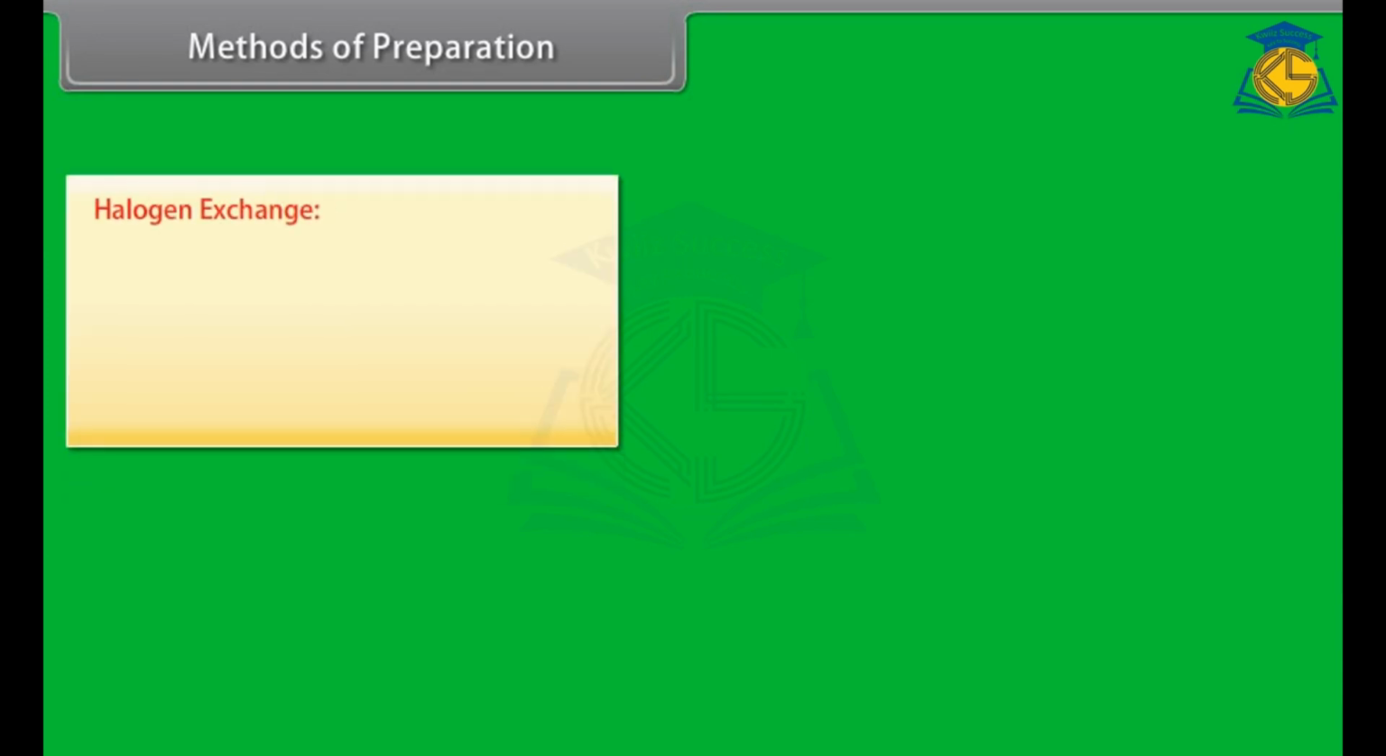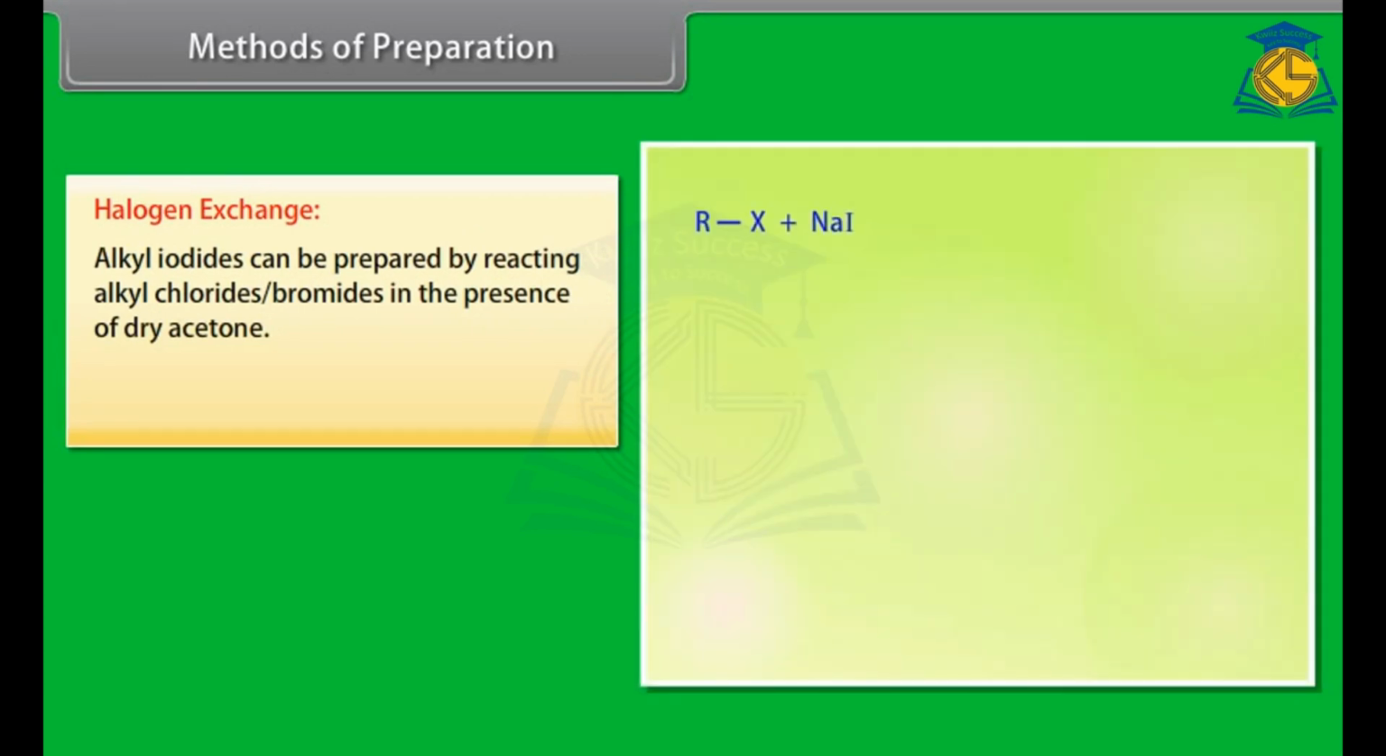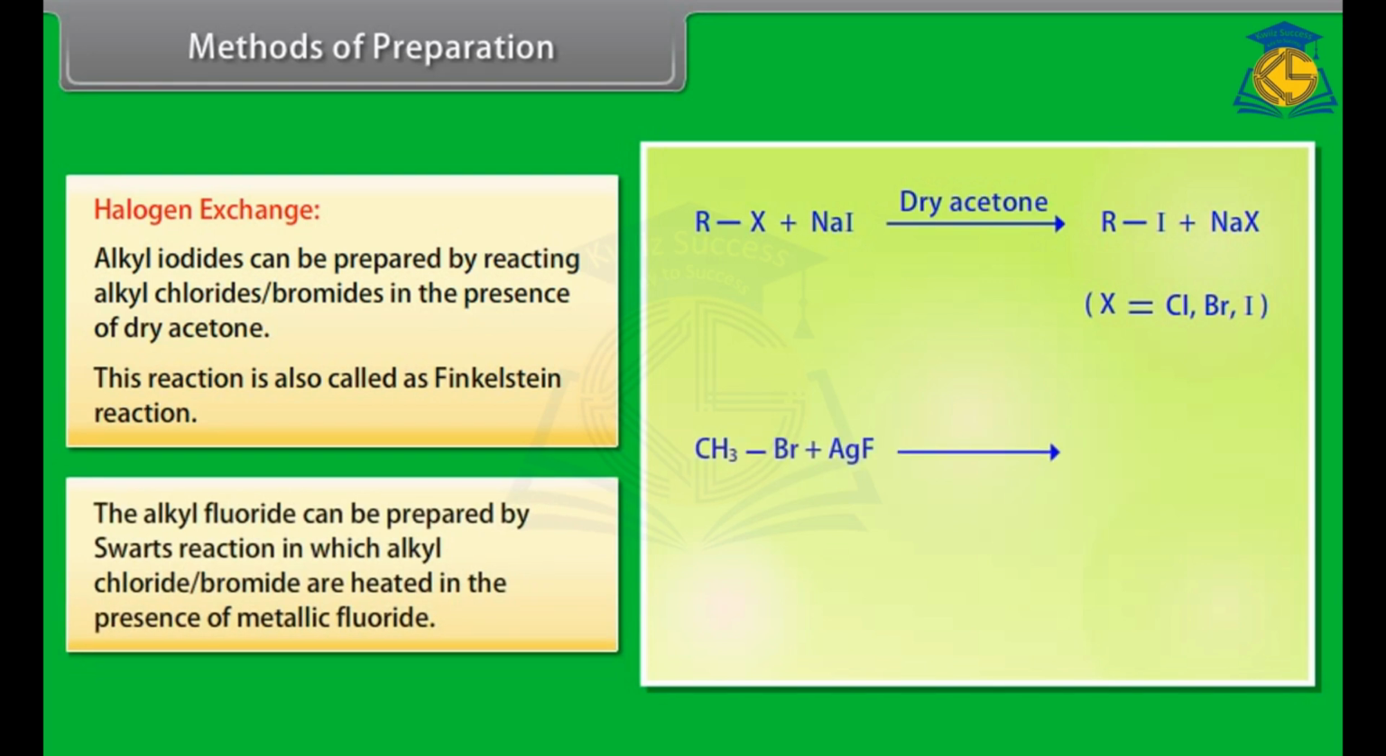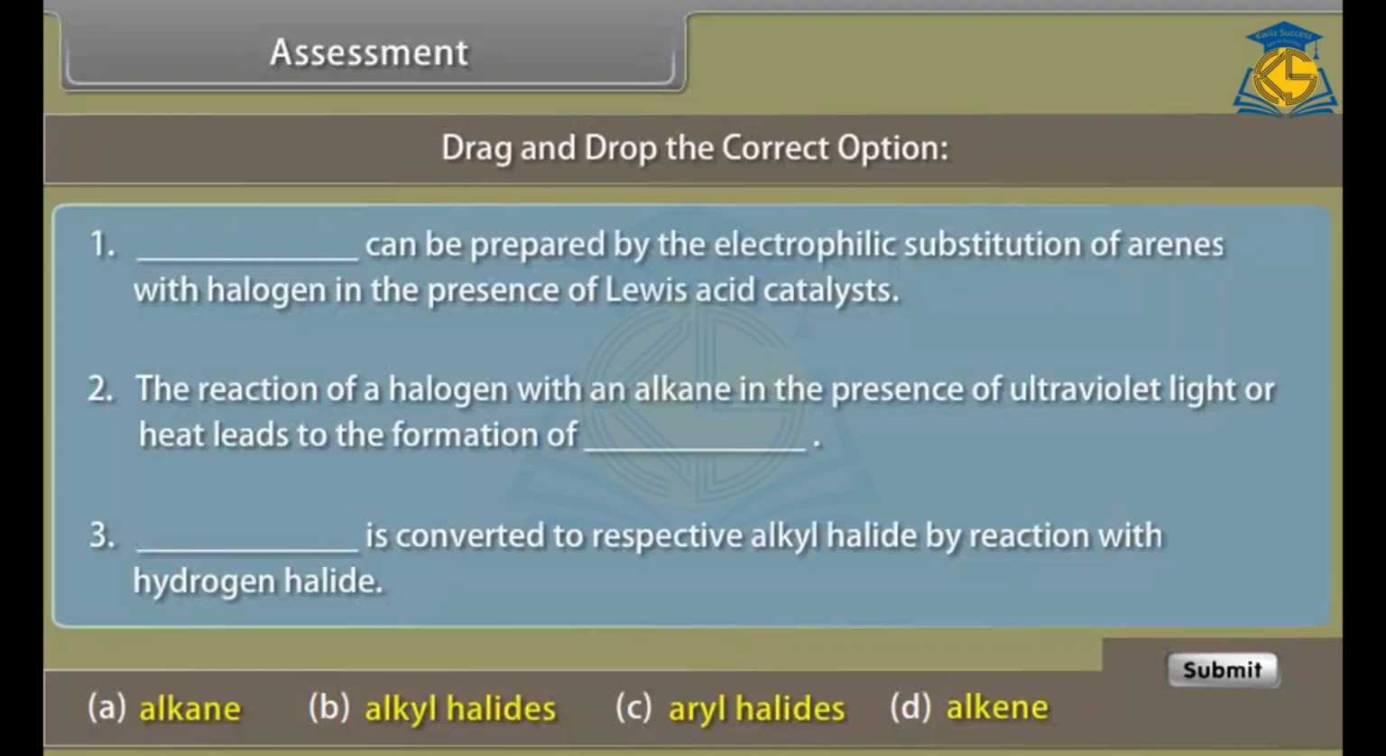Methods of preparation. Halogen exchange. Alkyl iodides can be prepared by reacting alkyl chlorides or bromides with sodium iodide in the presence of dry acetone. This reaction is also called the Finkelstein reaction. The alkyl fluoride can be prepared by Swarts reaction, in which alkyl chloride or bromide is heated in the presence of metallic fluoride. Assessment. Before proceeding further, let us know how much you have learnt.